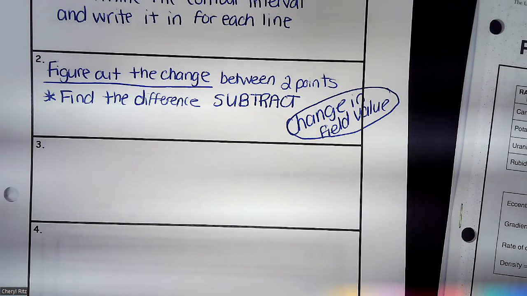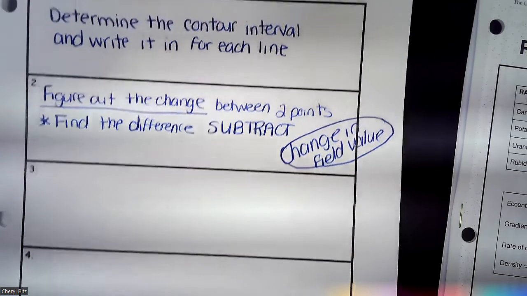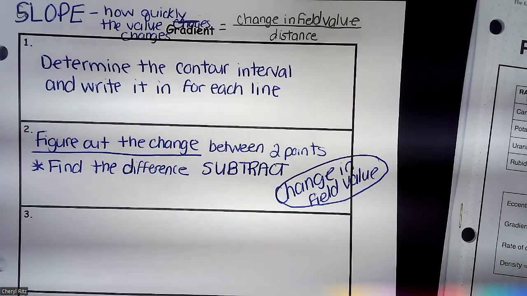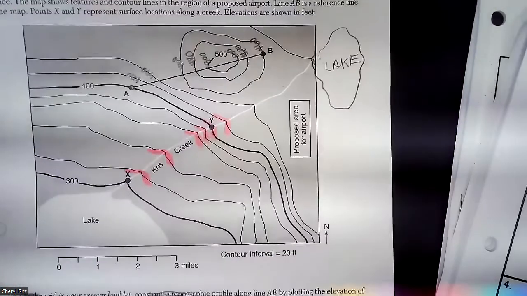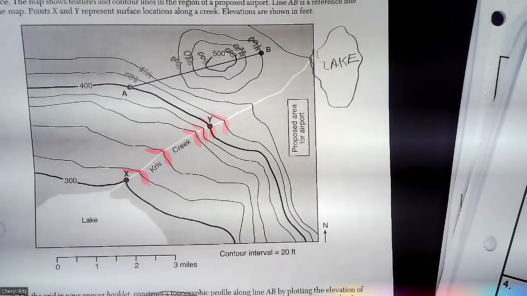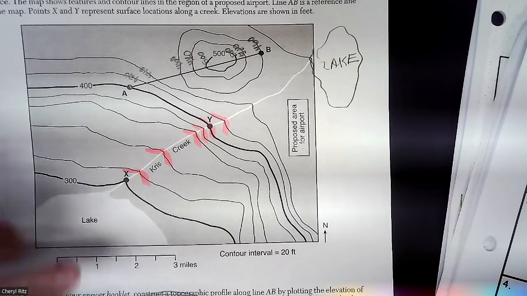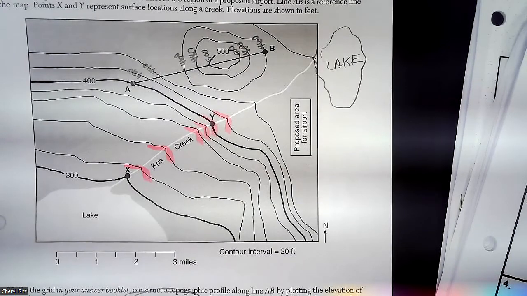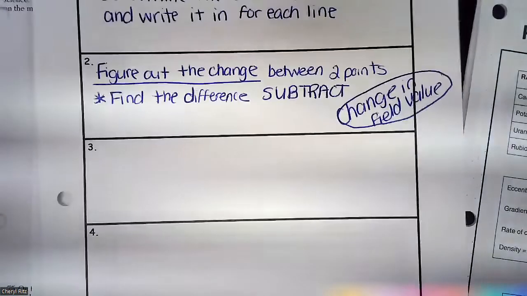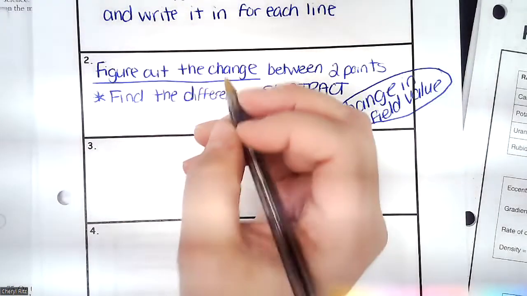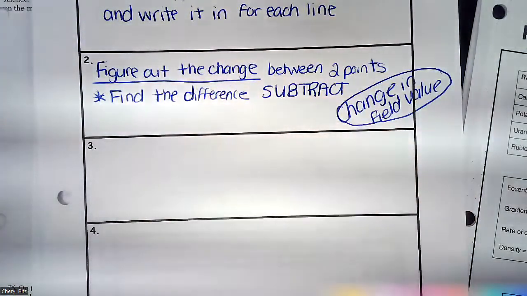in the gradient formula. The bottom number, if we go back to what the formula was, distance. How will we find distance on this map here that we were just looking at? How will we find how far apart points X and Y are? Nope, when we subtract, we get the difference in elevation. We did this the other day. This scale. We'll use the scale to determine the distance. So here I have it written as measure the distance between the 2 points using the map scale.